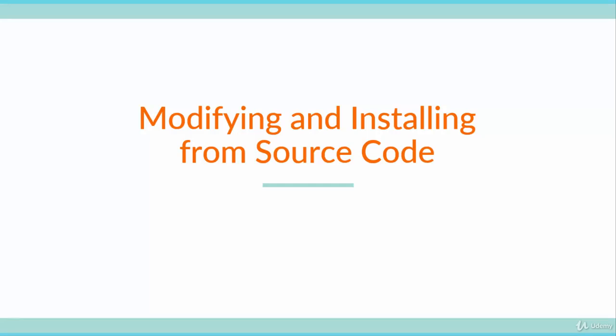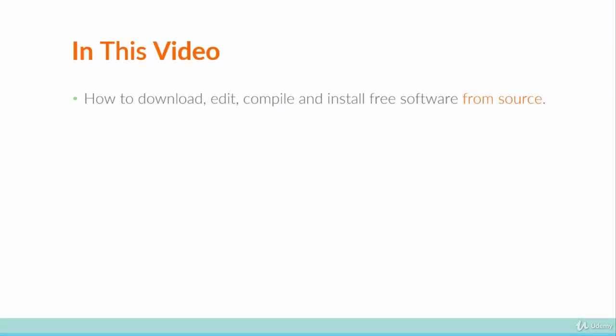Hello there you beautiful people, and welcome to this video where we're going to be learning how to turn source code into runnable programs with our own little modifications. So in this video you're going to learn how to download source code, edit it, and use the GNU C compiler to turn that code into runnable binary programs.